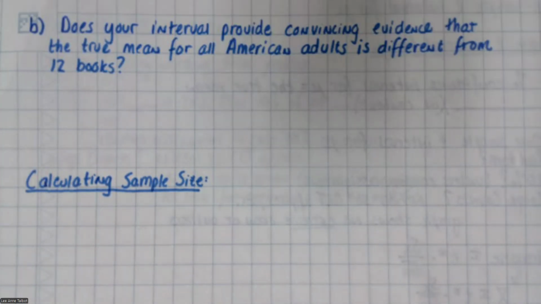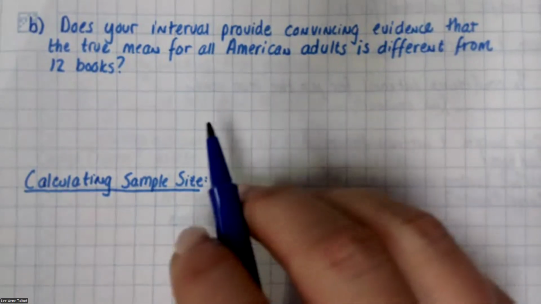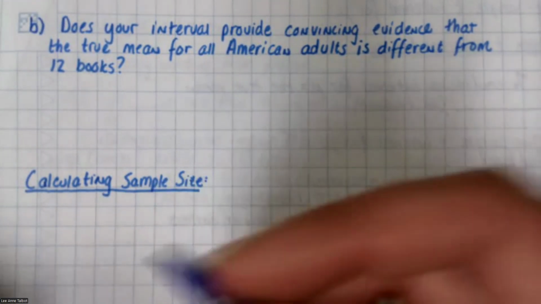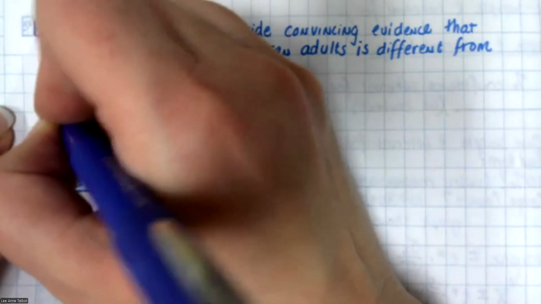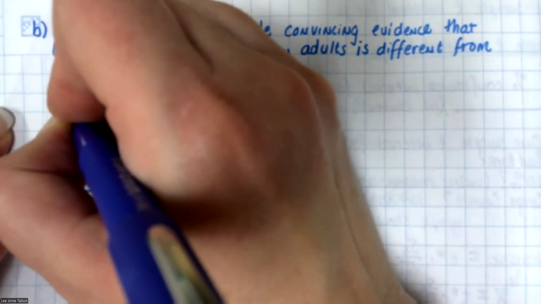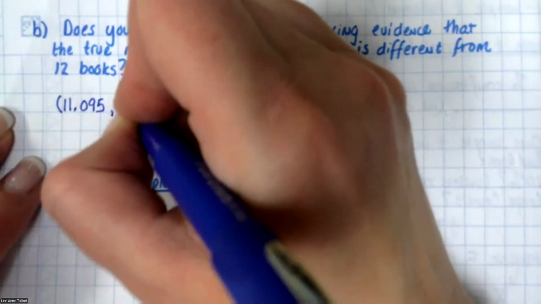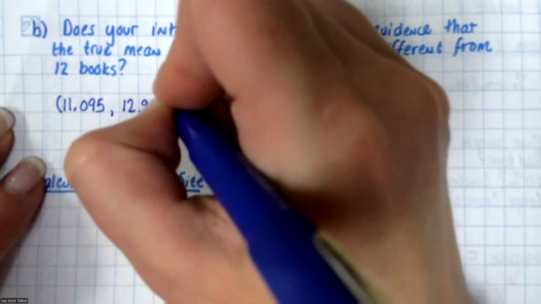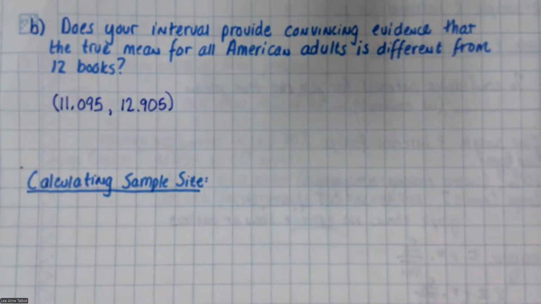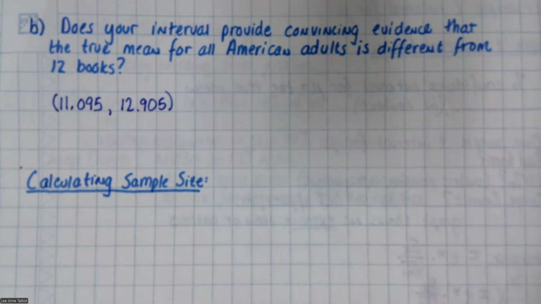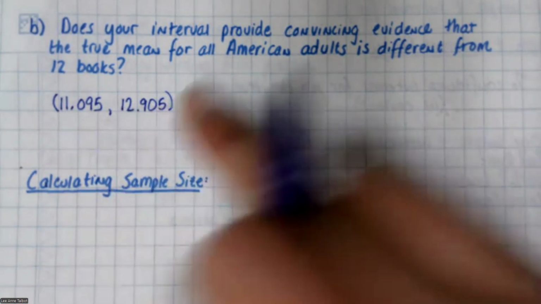Okay. So does your interval provide convincing evidence that the true mean for all American adults is different from 12 books? Just to grab our answer from the previous problem, it was 11.095 to 12.905. I'm going to write it like this just because sometimes that's how it appears. Sometimes the intervals are written with the low and the high looking like a coordinate. It's not a coordinate. It's just the low and the high.